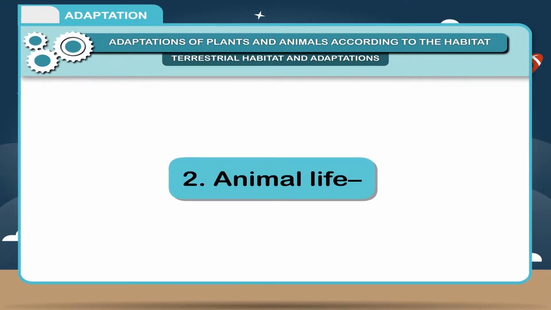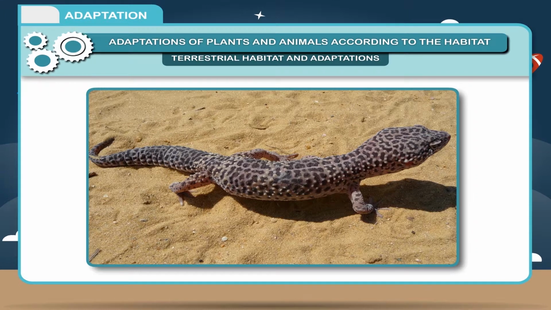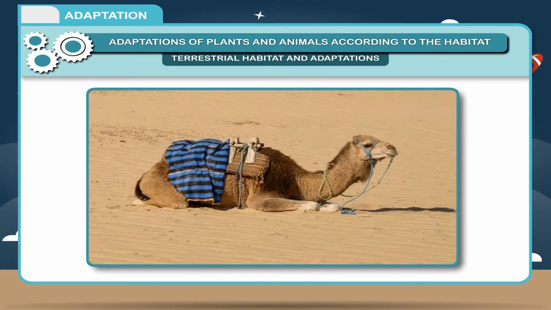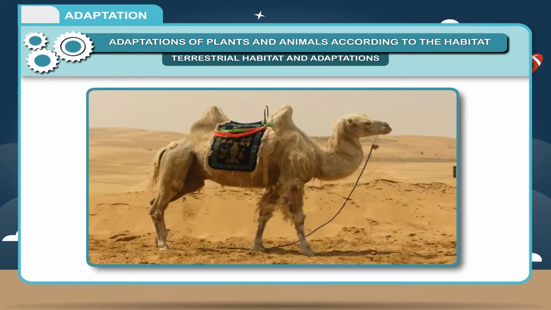2. Animal life. Many desert animals and insects survive the heat of the day by staying in burrows deep inside the sand during the day. A camel has several adaptations to help it survive in a desert. A. A camel has long legs which keep its body away from the heat of the sand on the ground.